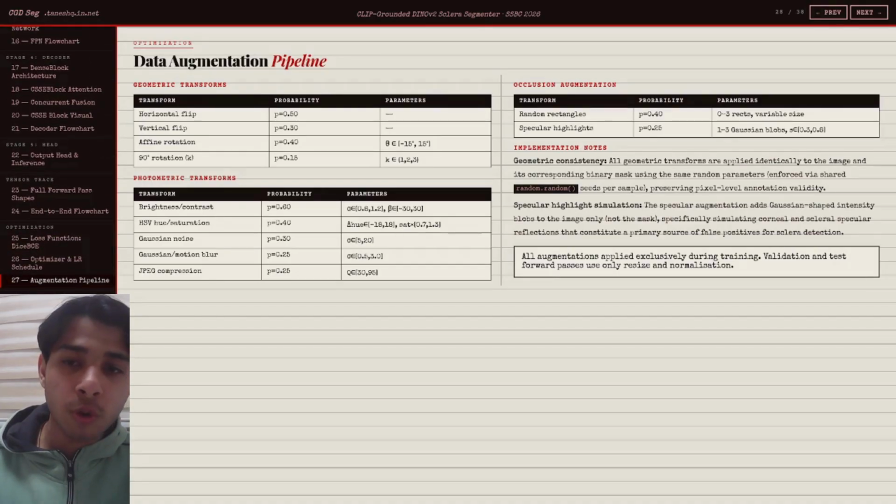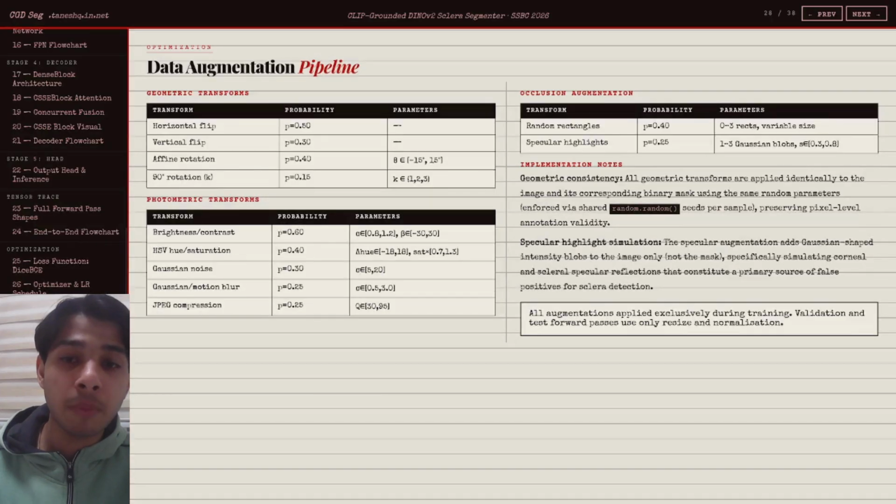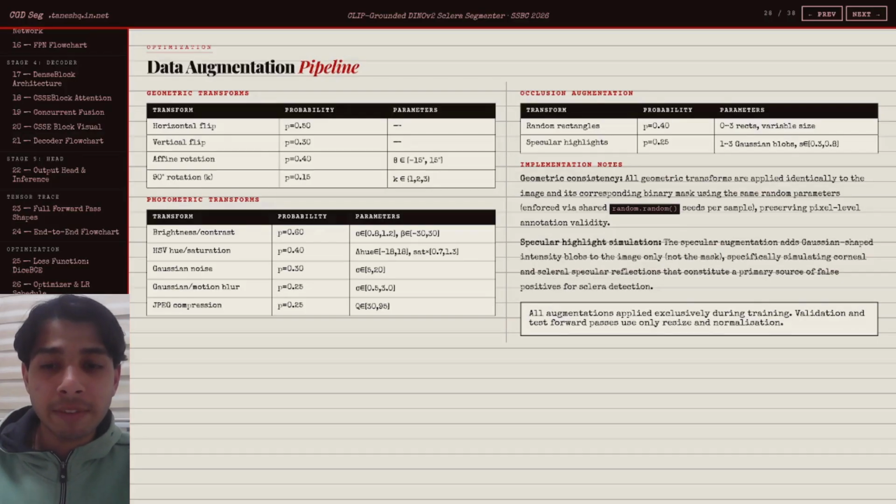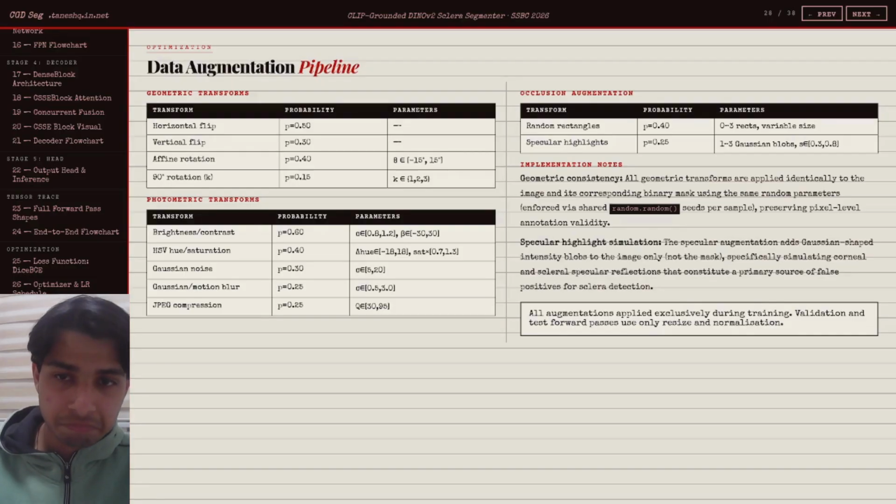The most domain-specific augmentation is the specular highlight simulation in the bottom table. We add bright Gaussian blobs to training images that mimic the corneal reflections you see in real eye photos. These reflections are visually almost identical to scleral light, making them the primary source of false positives. By exposing the model to them during training without labeling them as sclera, we teach it to ignore them.